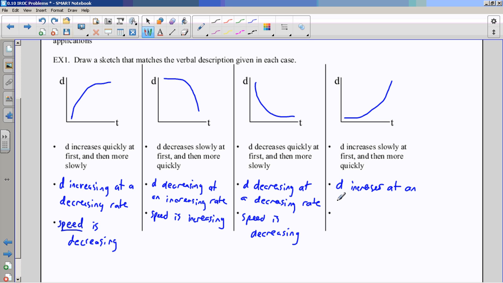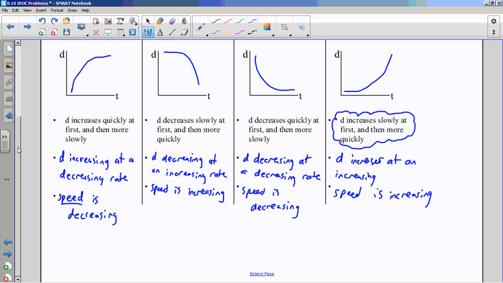And at an increasing rate. So what's going on with the speed? The speed is increasing. So notice just the words about the change in distance gives us something about some other value, which is speed, which is a rate of change. Okay, what's the next example we got going here?